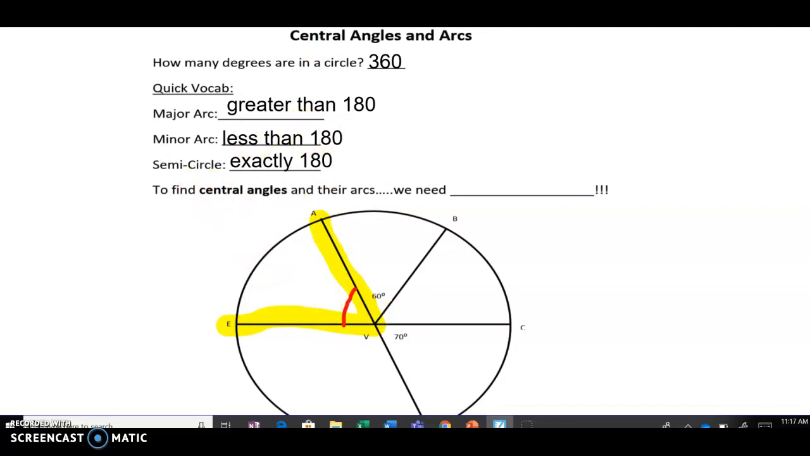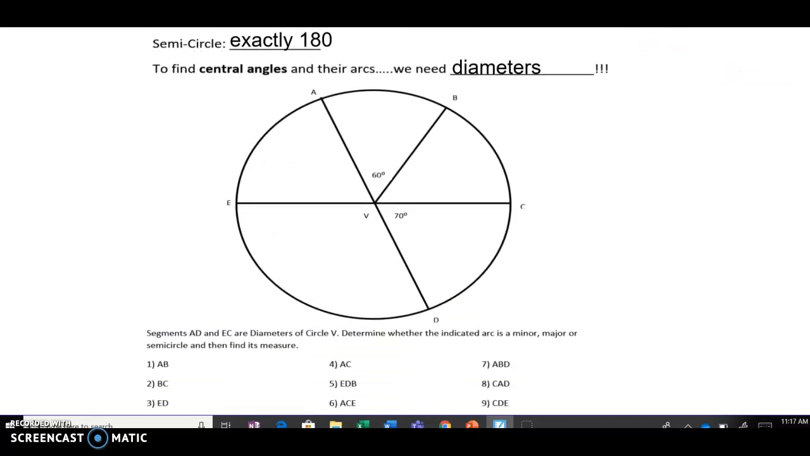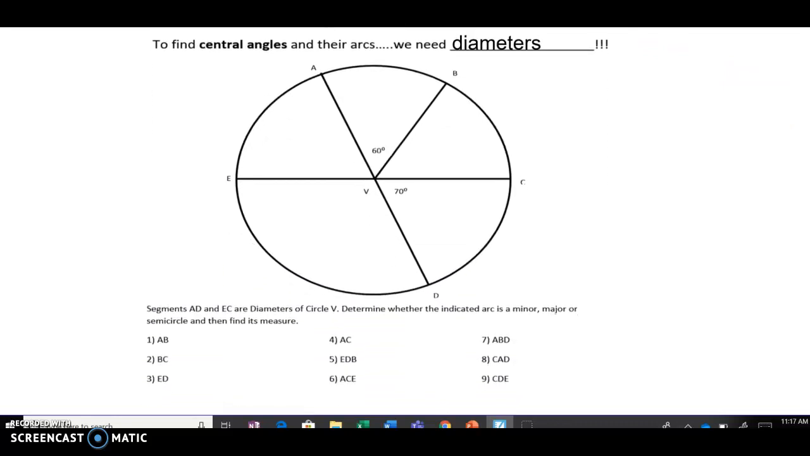One part of the circle that will help us determine the measurements of central angles and their arcs is the diameter, because diameters cut the circle in half. That helps us out with some of the measurements we're going to have to do. So let me erase these markings, and I'm just going to go through the examples at the bottom of this page, because I really think that's what's going to help us the most.